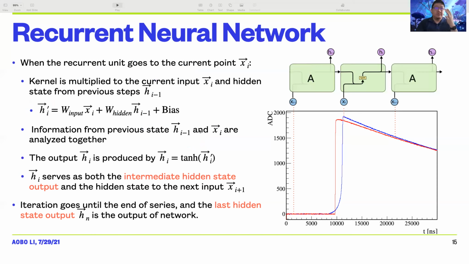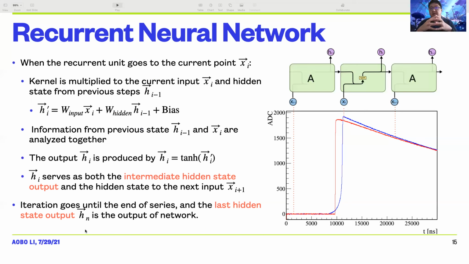So information from the previous hidden state h_{i-1} and x_i are analyzed together. So that's the beauty of this model. And the output h_i is produced by an activation function. Here we usually use a hyperbolic tangent: the hyperbolic tangent of h_i prime is h_i, and then we output h_i as what we call the intermediate hidden state output. And also h_i, a hidden state output, is passed to the next recurrent step. So we let this iteration keep going until the end of the time series, and the last hidden state output h_n is the output of the network.